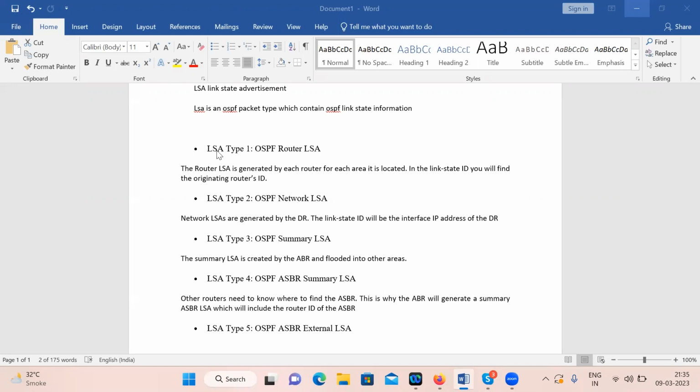So type 1 LSA, every router generates a type 1 LSA for the area which it belongs to. Okay, and it contains what? Its area information, local area information. Also it contains the router ID of the router.